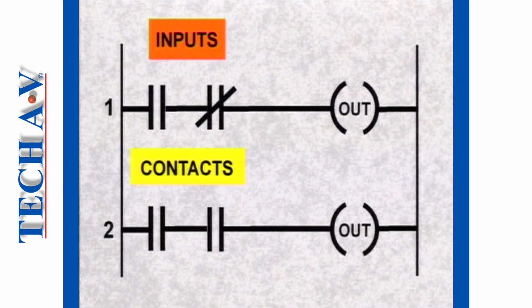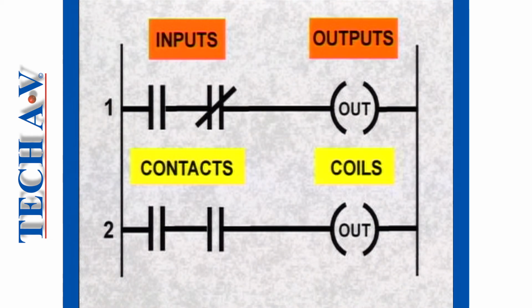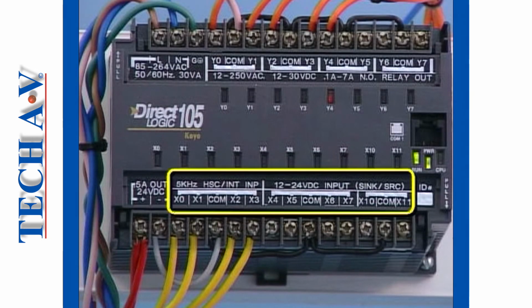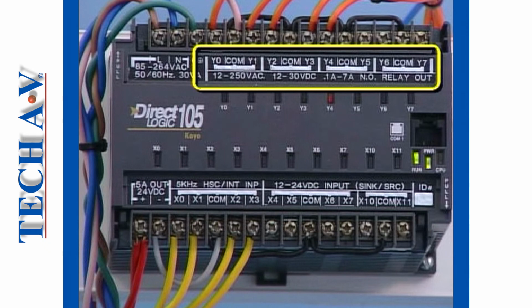Firstly, input devices are entered into the ladder diagram as contacts, and output devices as coils. And secondly, PLC ladder logic diagrams require that the address locations for the input and output devices be specified whenever those devices are called for in the logic. Our PLC requires that input addresses are specified by the letter X, followed by the number of the input channel, and output addresses with the letter Y, followed by the number of the output channel.